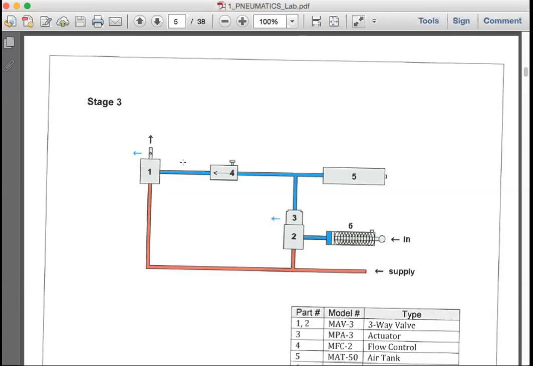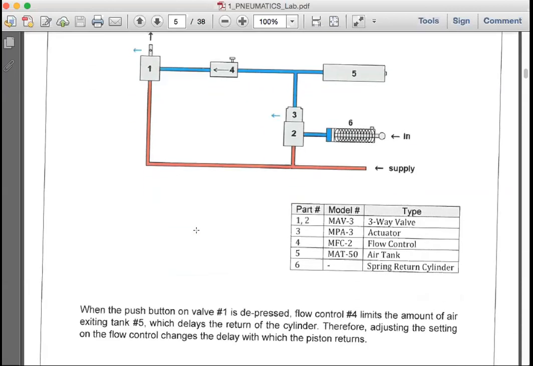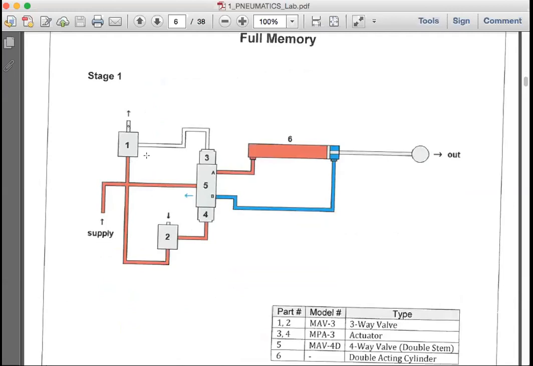The moment you release the stem, the memory of the last command of sending the piston out is limited to a few seconds. And after a few seconds, the piston automatically retracts to the initial stage in. So that's why this is called limited memory. And this system is called full memory, because activating the valve clearly indicates piston out, piston in, and it remains out or in as long as you don't activate another command. So this one is called full memory. Questions? Okay.